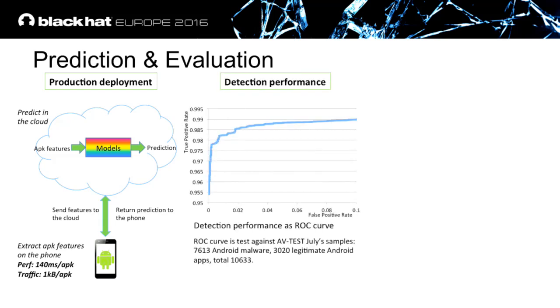To evaluate the detection performance, let's check the ROC curve. This model is trained on July and tested against the AV test samples on July. You can see that this model has very good detection because its recall is almost 96%, and the false positive rate is almost 0.